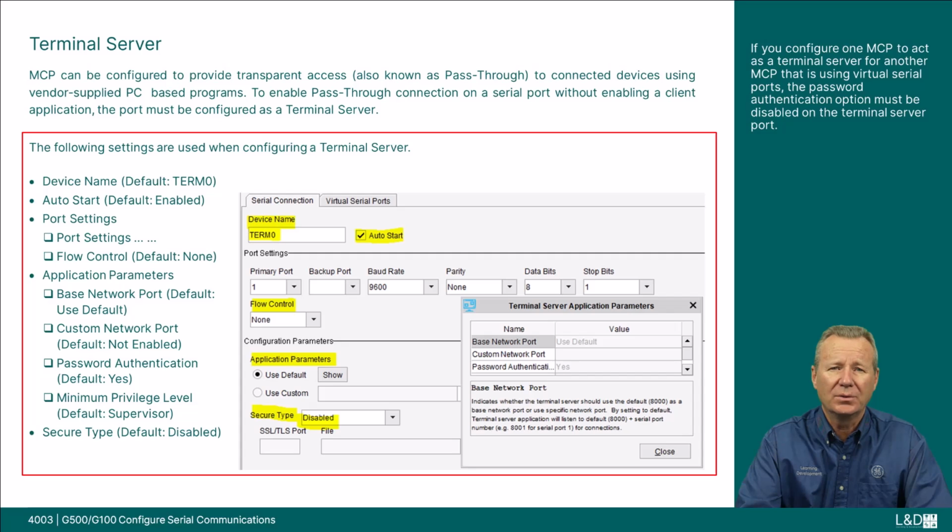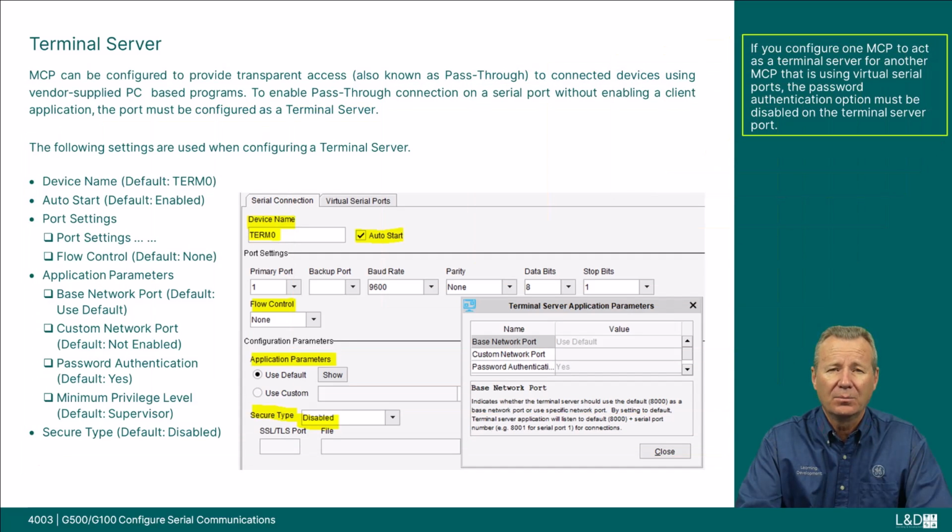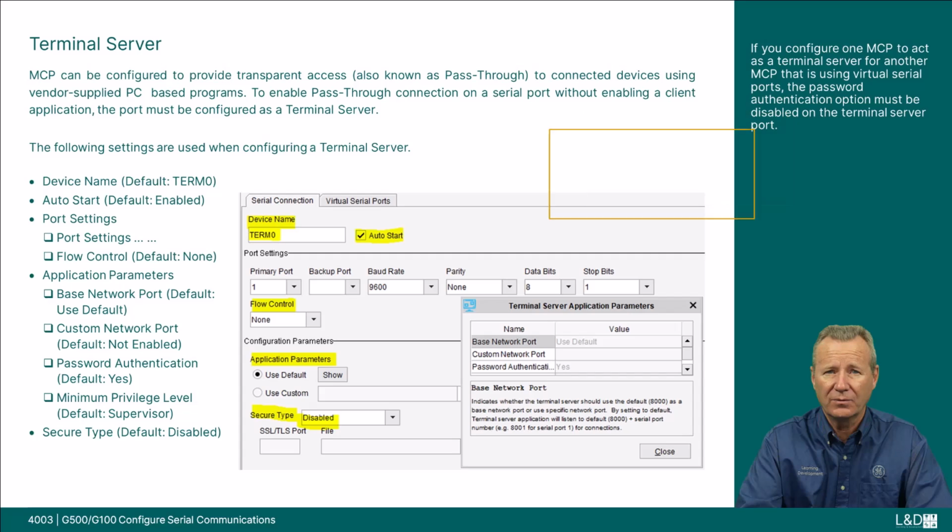Password authentication. If set to yes, the terminal server application requires a valid username and password before a connection is opened. The default is yes. Please note, if you configure one MCP to act as a terminal server for another MCP that is using virtual serial ports, the password authentication option must be disabled on the terminal server port.